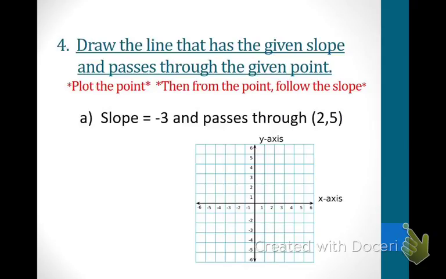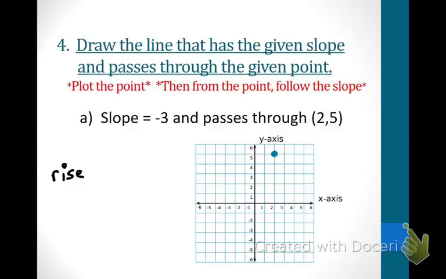For the 2, do I go left, right, up, or down? Right. I'm going to go to the right. Okay, you start at the origin, you go over to 2. Now I've got to go to 5. Is that up, down, left, or right? Up, because that's my y. So I go over to 2 and up to 5. I did my first thing. I have to plot my point. Now, it says after that, then from the point, I'm at 2 and 5, follow the slope. What is my slope? Negative 3. Now tell me one more time, what is the slope formula?